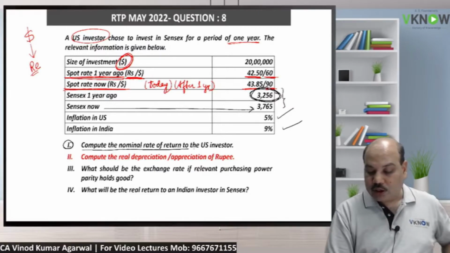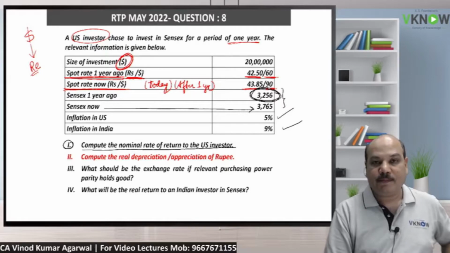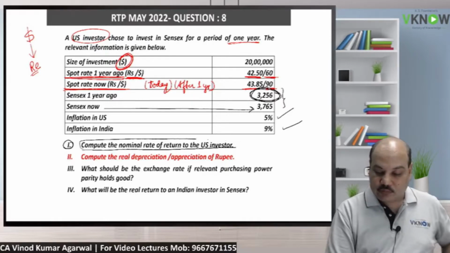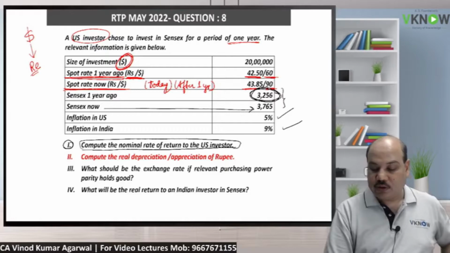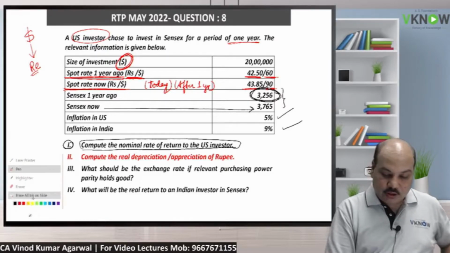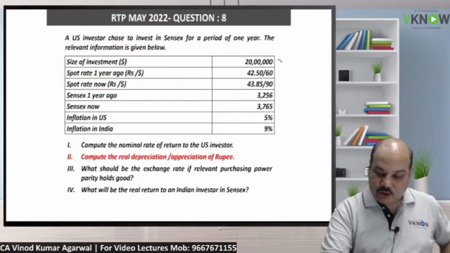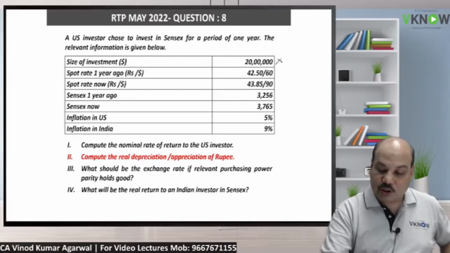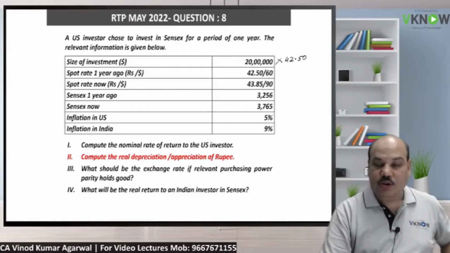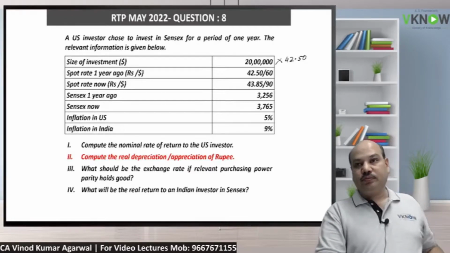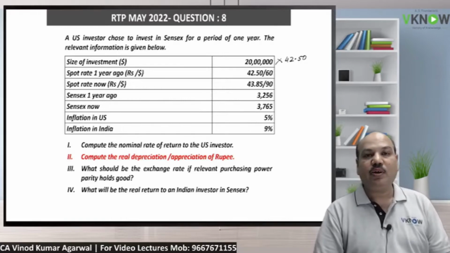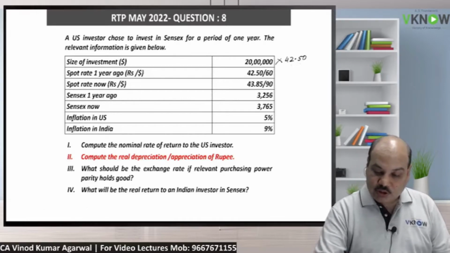Compute the nominal rate of return to the US investor. What is the rate of return earned by the US investor? So that is very easy. He has invested 20 lakh, and when he had invested, the rate was 42.50 buying rate and 42.60 selling rate. He will convert dollar into rupees. So he will sell dollar, bank will buy dollar. So this will be his investment amount.